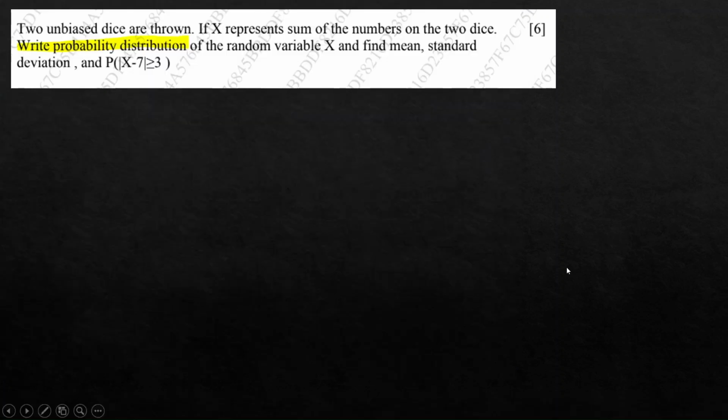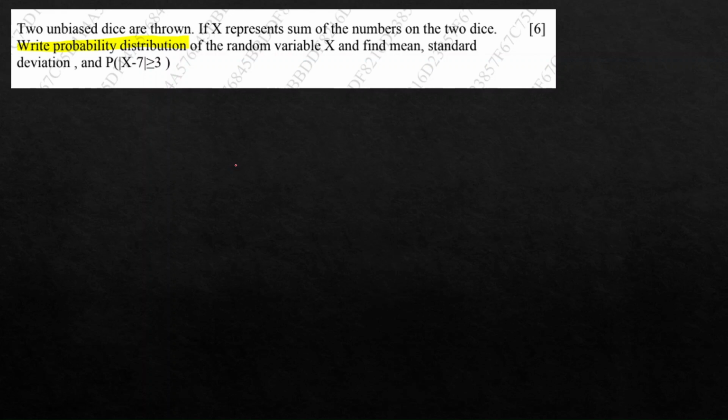Hello, students. We'll do the last three questions which are remaining for the topic of probability here. The question says two unbiased dice are thrown. If X represents the sum of numbers on the two dice, write the probability distribution of the random variable X. Find mean, standard deviation, and probability of mod of X minus 7 greater than or equal to 3. So let's see how we are going to do this.